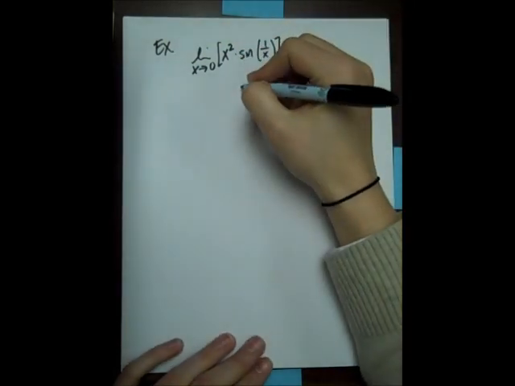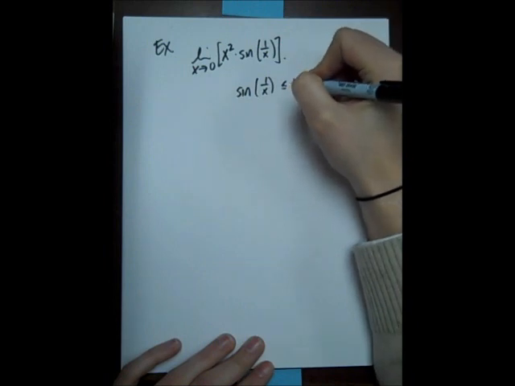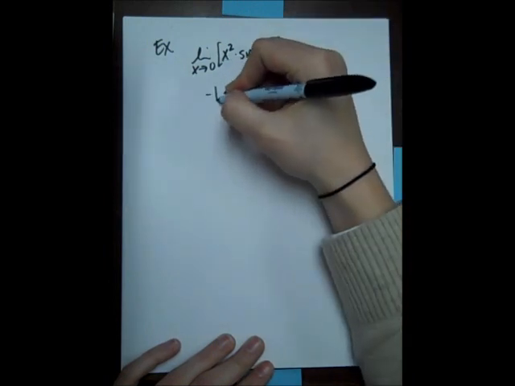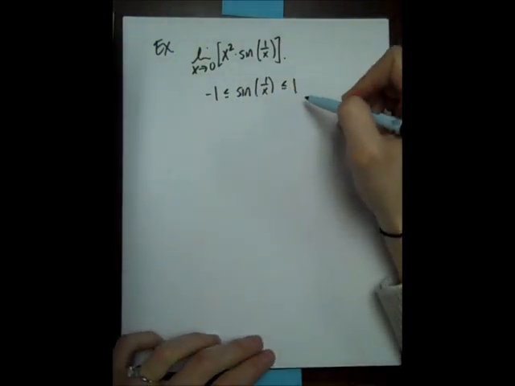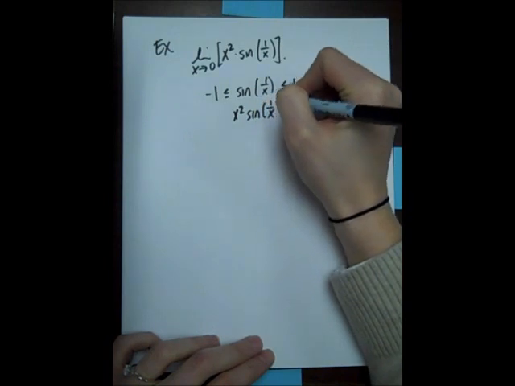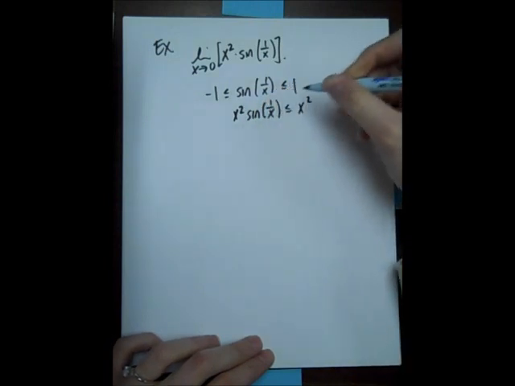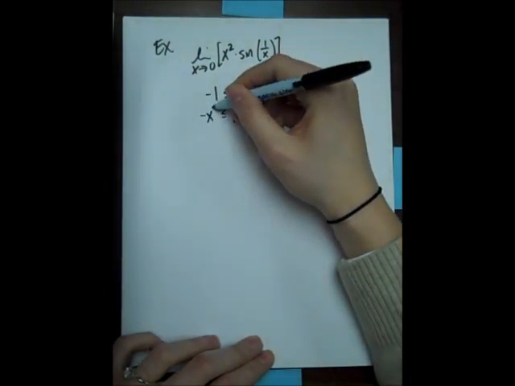So let's start with one thing I know. I know that sine of 1 over x has to be between negative 1 and 1. I do know that much because sine can be as large as 1, and can't be less than negative 1. If I multiply everything by x squared, I get that x squared sine of 1 over x is less than or equal to x squared, and greater than or equal to negative x squared.